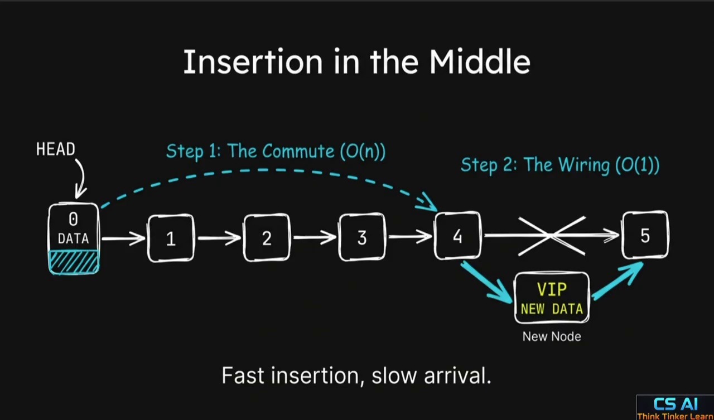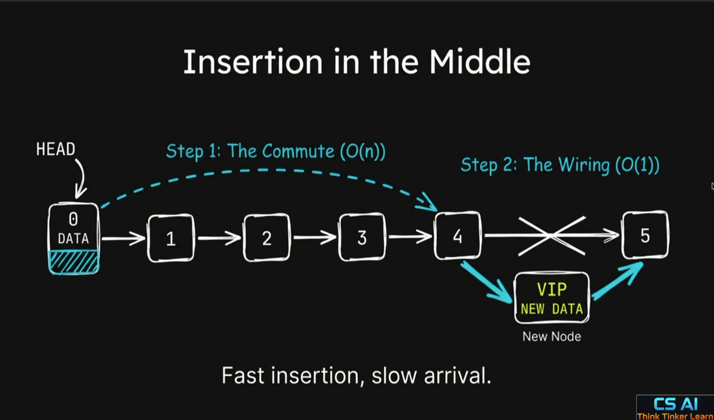While head insertion is O(1), insertion in the middle is a bit more nuanced. It involves two steps. Step 1, the commute, or finding the insertion point, which can take O(n) time. As shown, to insert a new node after node 4, you must traverse from the head all the way to node 4.